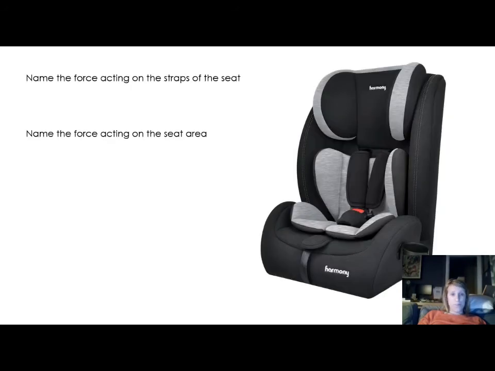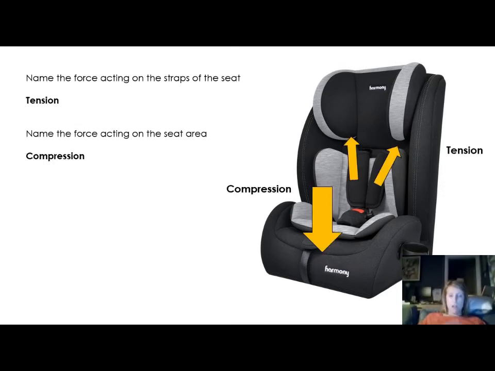Right, last one is this one, which is a car seat, children's car seat. And there is a force acting on the straps of the seat, so the actual straps that go around the child, and also a force acting on the seat area. So pause, have a quick go. Back. These are the answers that you should have had. So you can see you've got tension, excuse me, acting on the straps of the chair, and you've got compression from the weight of the child pushing down on the seat.